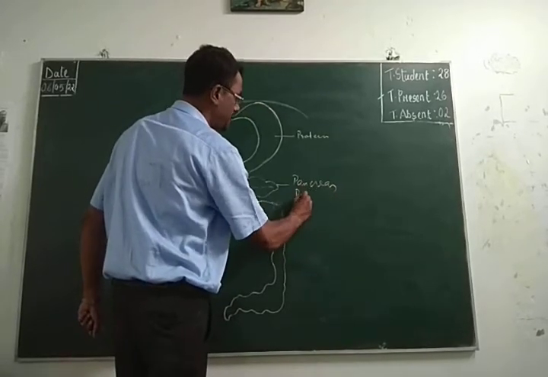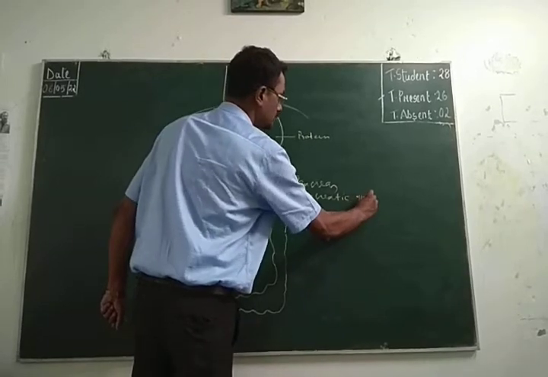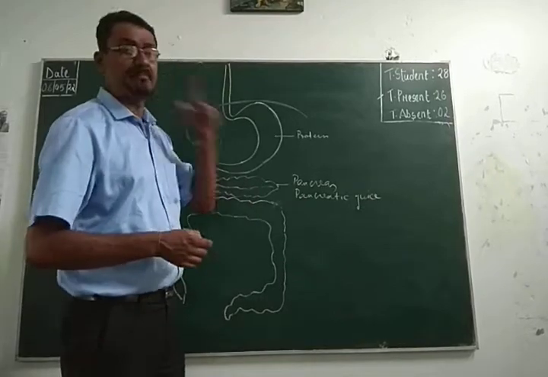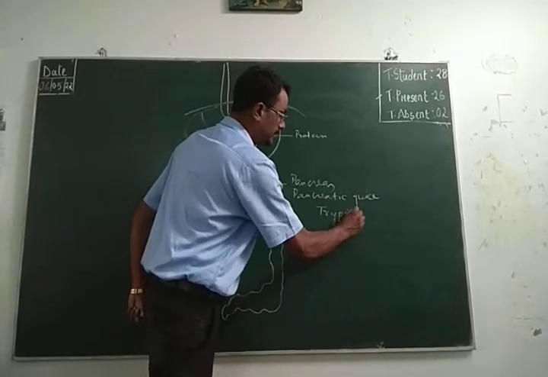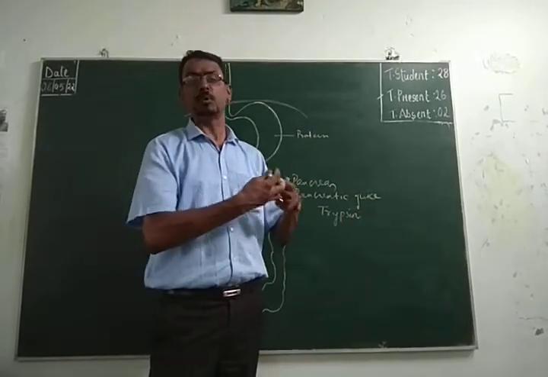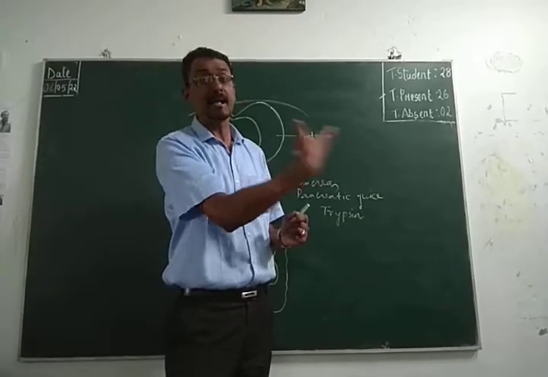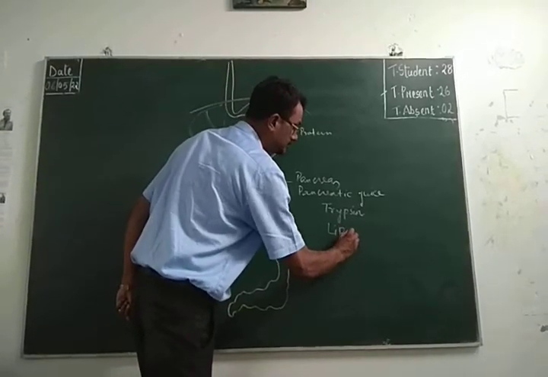Pancreas gives out what? Pancreatic juice. And this pancreatic juice has two enzymes mainly. One is the trypsin. Trypsin helps in the digestion of proteins or making the protein simple one, that is the amino acids. You are finding lipase.